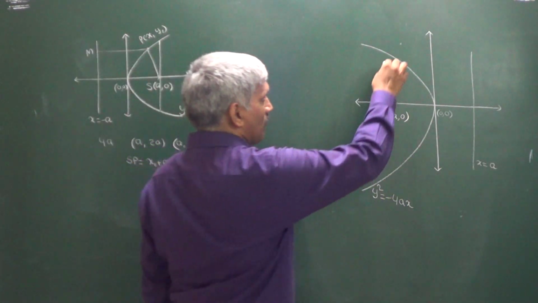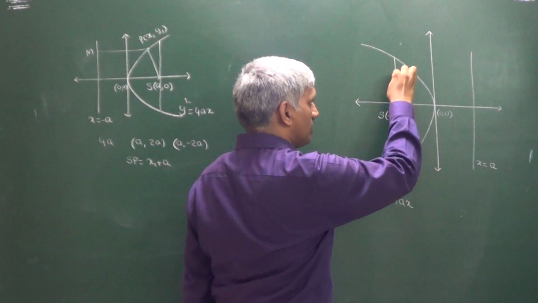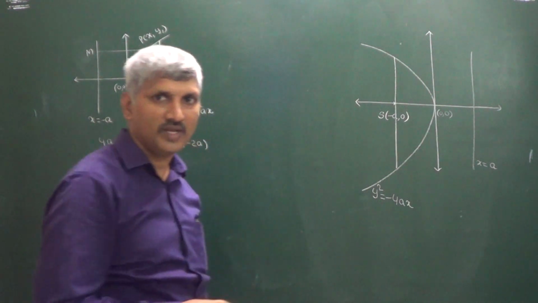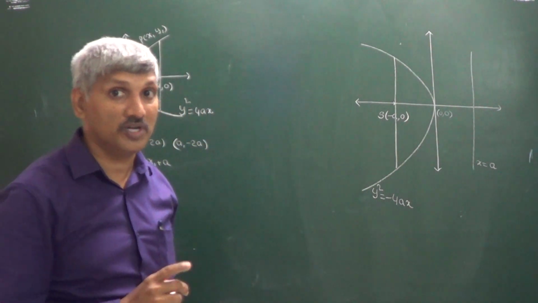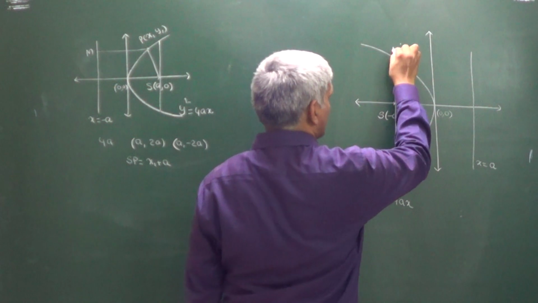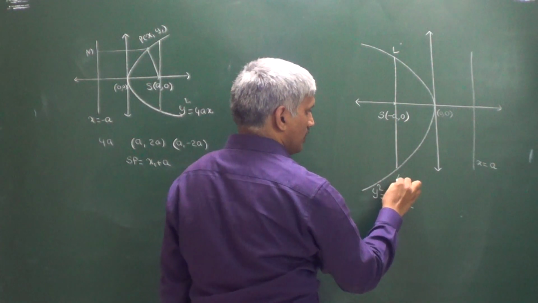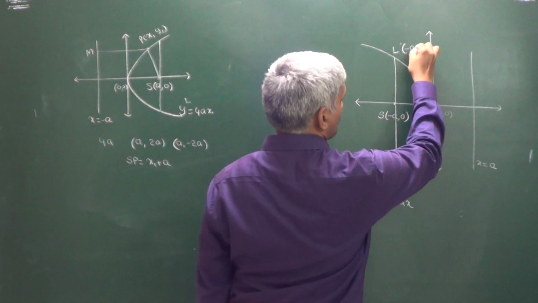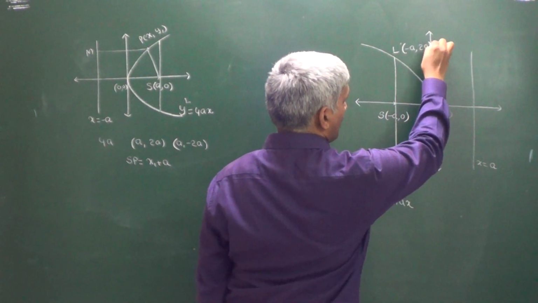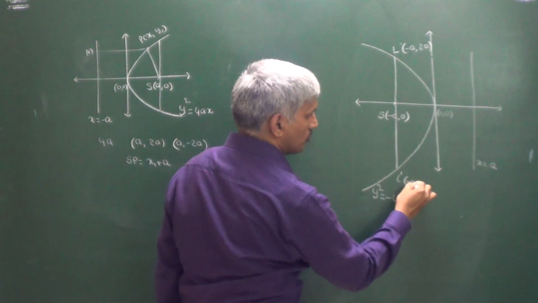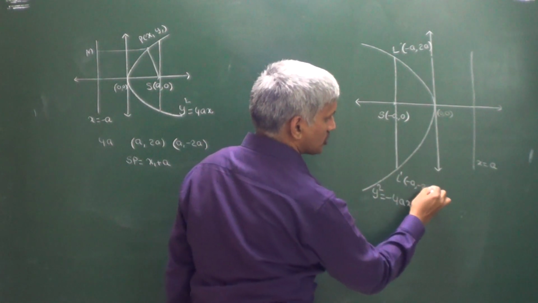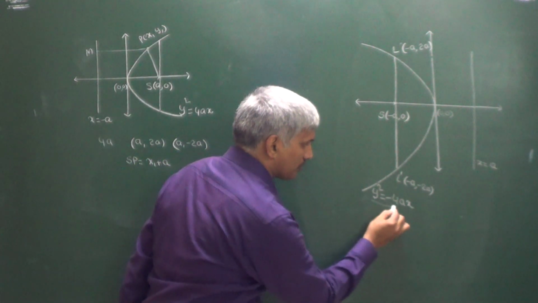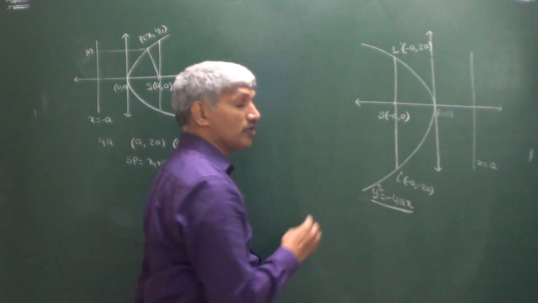Now can you tell me what about the length of the latus rectum? Length of the latus rectum is 4a only. But what about the ends of the latus rectum? This is one end of the latus rectum, this is another end. This end is minus a comma 2a, and this end point is minus a comma minus 2a. So the other form of the parabola equation is y square is equal to minus 4ax.